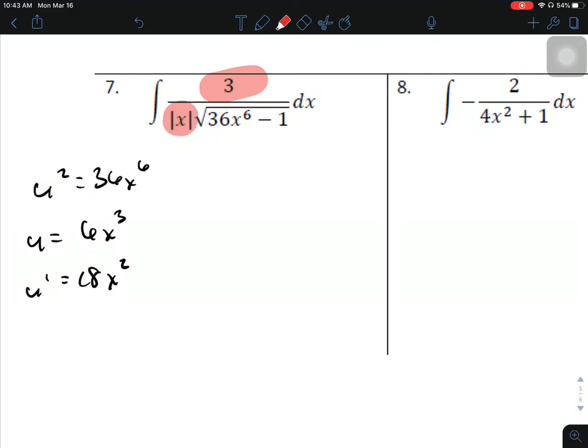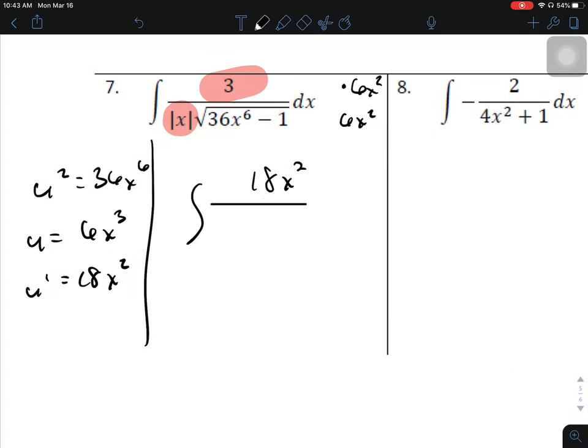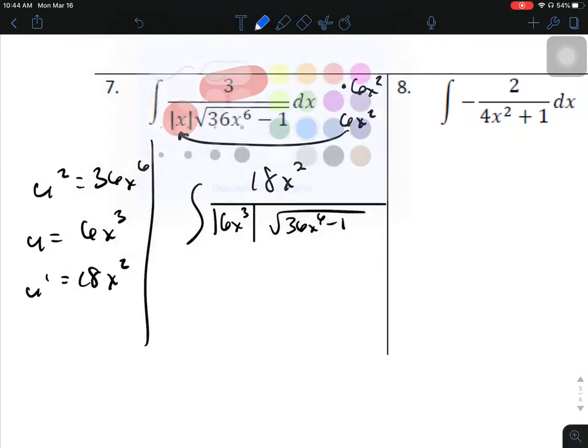This is not a 6x cubed. But could they have been those things? If we multiply the top and the bottom by 6x squared, would that change things a bit? It sure would, because that would make this the integral of 18x squared. If we just put this into the square root, we would have the square root of 6x cubed, and then the square root of 36x sixth minus 1. So now it matches up perfectly.